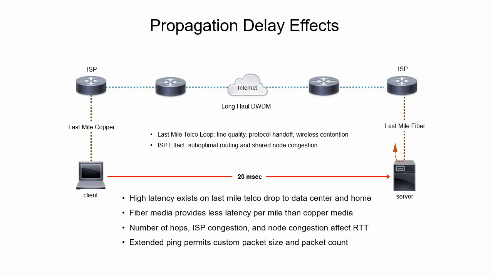The last mile telco loop is famous for adding to the latency disproportionately. You always have line quality issues in the local loop. There are also protocol handoffs to the service provider. I've added wireless contention since wireless is used so much, and I'll talk about all the problems with wireless that can happen in the last mile as well. And over here, I've got last mile fiber, just to show you can have different last mile media.